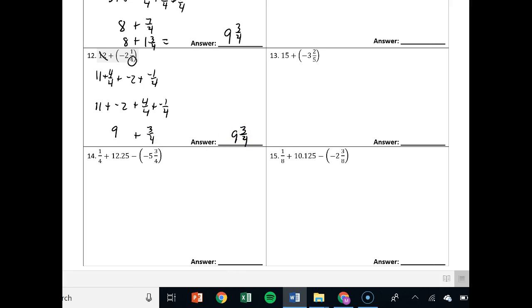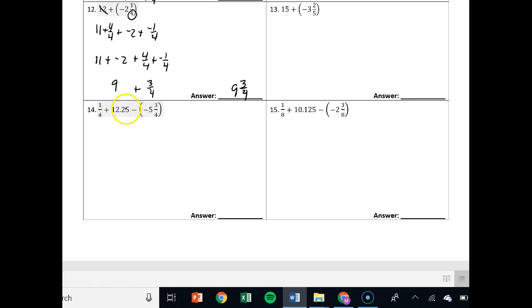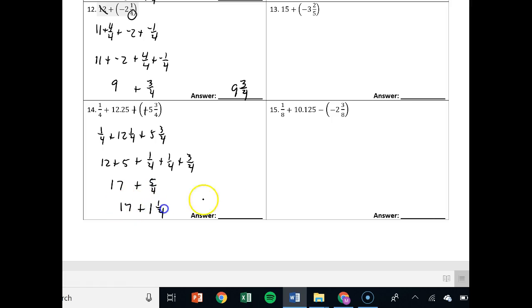And the last one, number 14, you got 1/4 plus 12.25, and then plus a positive 5 3/4. So 1/4 plus 12 1/4 plus 5 3/4, and break it up. So 12 plus 5 plus 1/4 plus 1/4 plus 3/4 gives you 17 plus that's 5/4, and we know 5/4 is really 1 1/4, so 17 plus 1 1/4, so that gives you 18 1/4.